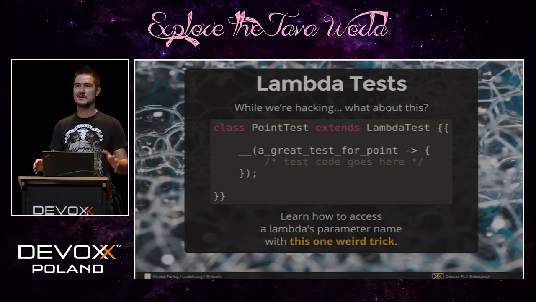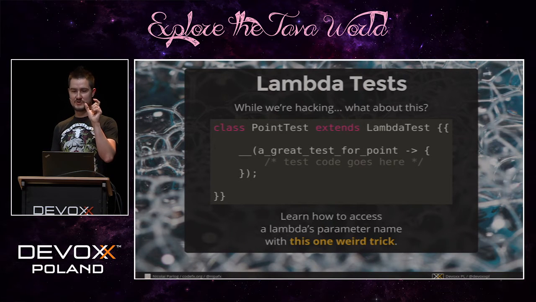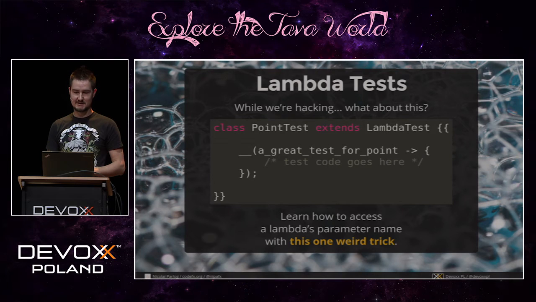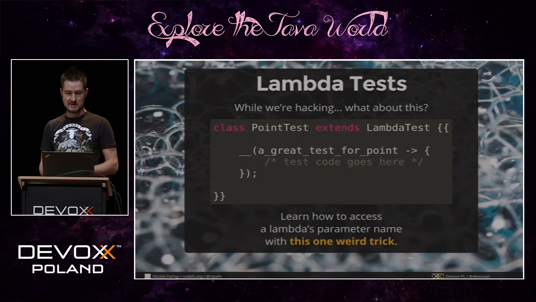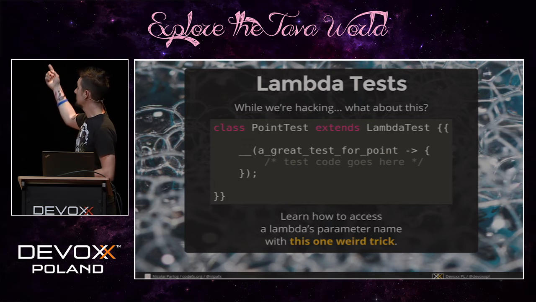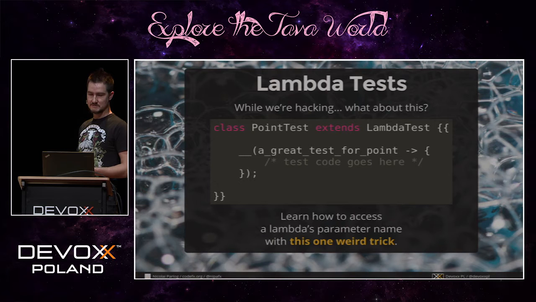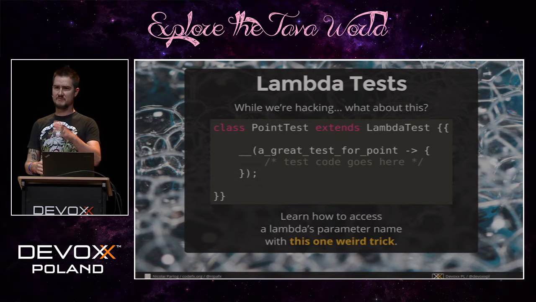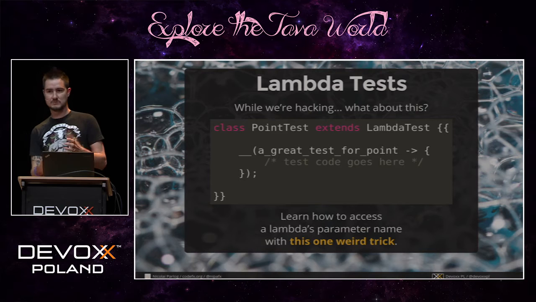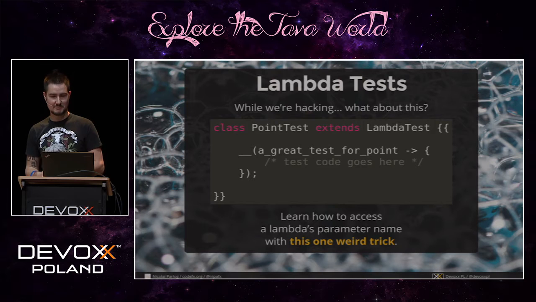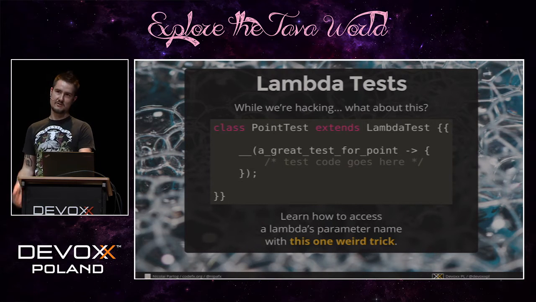Because there's this one weird trick with which you can determine the name of a Lambda parameter. This is really weird. You could look at it later maybe in detail if you want to. What's basically happening here, we're having this parameter, a great test for point, which is a string parameter, but we don't even use it in the test. We use it by reflection to find out what the name is, so we could use that as the test's name. Again, this is really weird, and I'm not sure whether it's worth the effort. But if you really want Lambda-based tests, this is how we might get them.